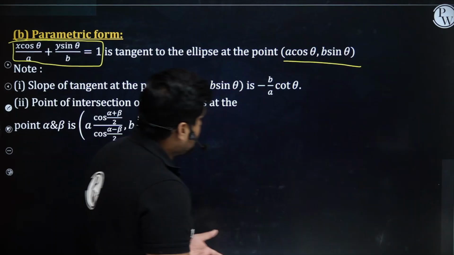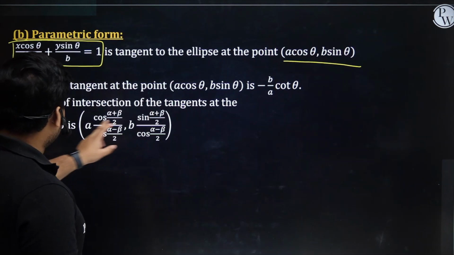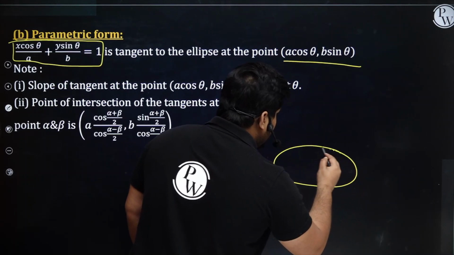There's some more information here. Slope of the tangent, you know what it is? Minus b cos theta by a sin theta. Now, the point of intersection of the tangents at points alpha and beta is something which you should remember, because in exams we might have locus problems related to the point of intersection.